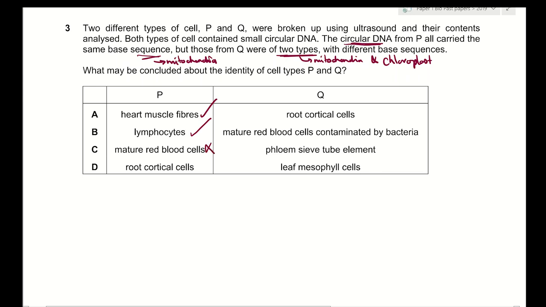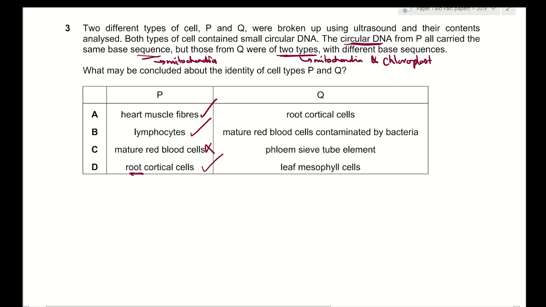For D, root cortical cells. So root cortical cells only have mitochondria, even though they are plant cells. The reason for this is that they are at the root. Therefore, they cannot photosynthesize and they do not need to do so. Therefore, they only have one type of circular DNA, which is going to be the mitochondria.